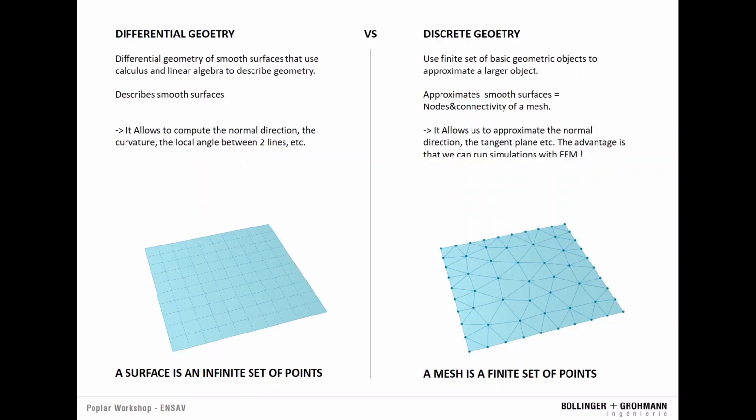You have differential geometry. The differential geometry is kind of the infinite precision geometry. For example, a surface is an infinite set of points, whereas in discrete geometry, we will evaluate this surface with only a few points, and we link them together, we make a mesh that represents the surface. This way we can make computations much faster and simpler.